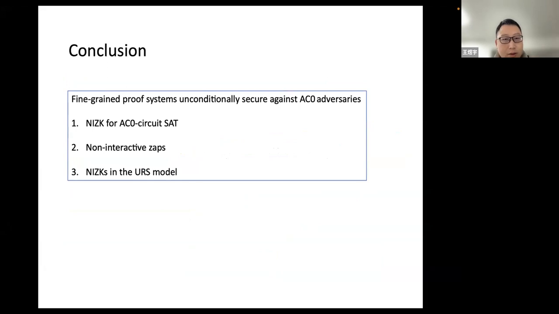And this is the conclusion of our work. We proposed fine-grained proof systems that are unconditionally secure against AC0 adversaries, and all of them can be run in AC0. The proof system includes NIZKs for AC0 circuit satisfiability, non-interactive ZAPs, and NIZKs in the URS model.